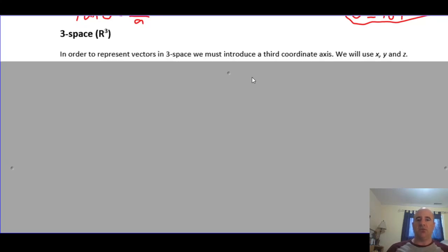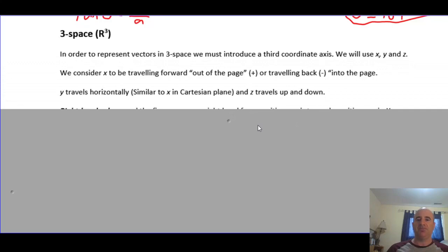Now, in order to represent 3-dimensional vectors, we actually need a 3-dimensional coordinate system. So the XY plane is no longer good enough. So we're going to use, big surprise, X, Y, and Z.